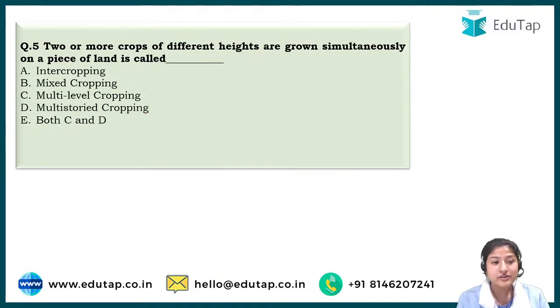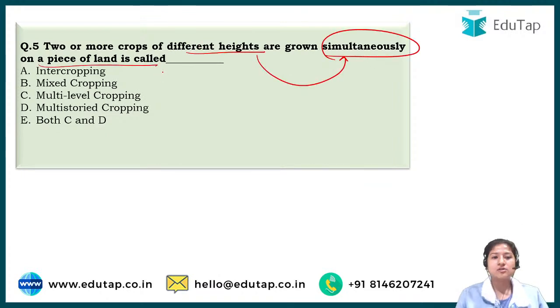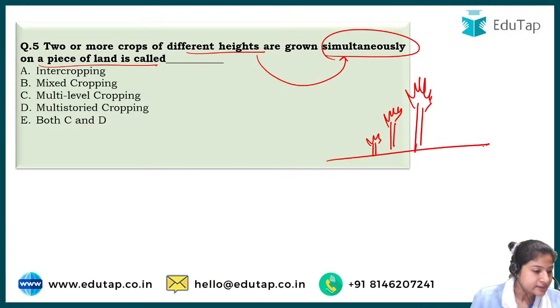Now we'll move ahead with question number 5. It asks, when two or more crops of different heights are sown simultaneously on a piece of land, it is called what? When two or more crops that are of different heights are sown together, this is known as what? You have to tell me, right? So I'm waiting for the answers.